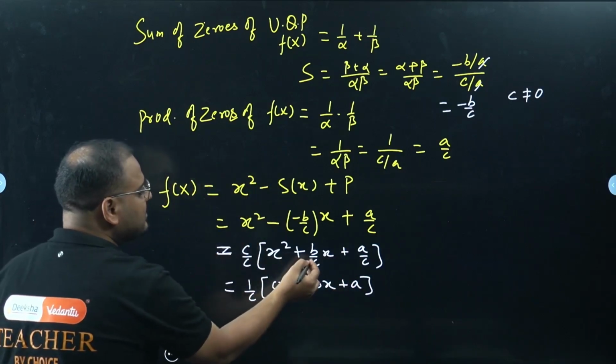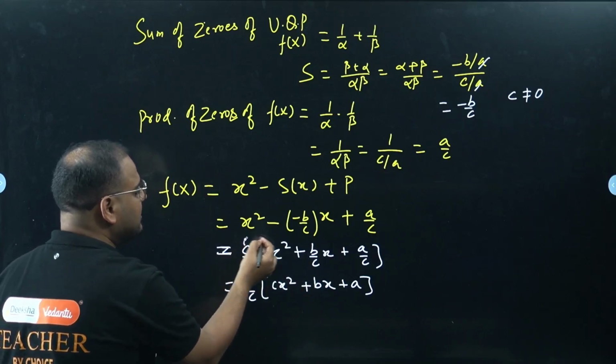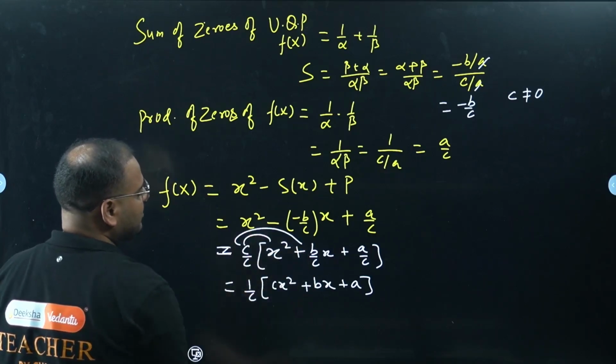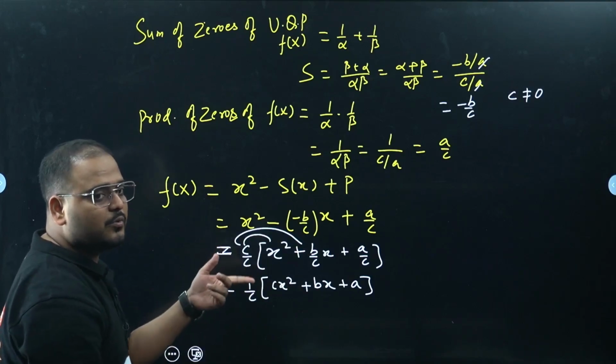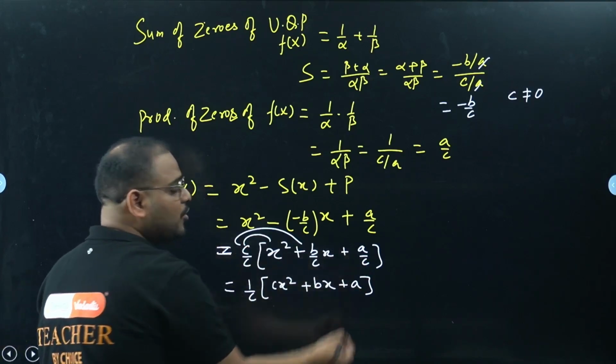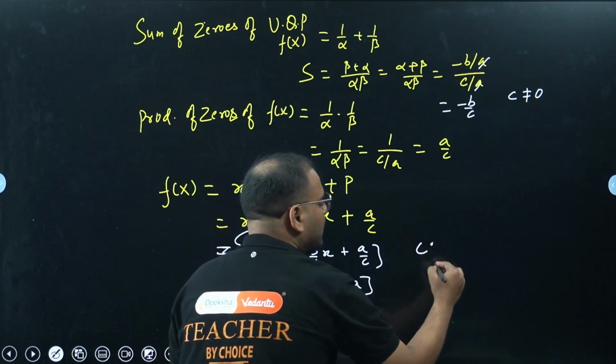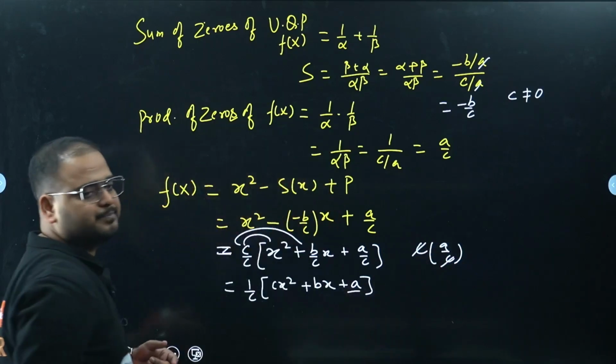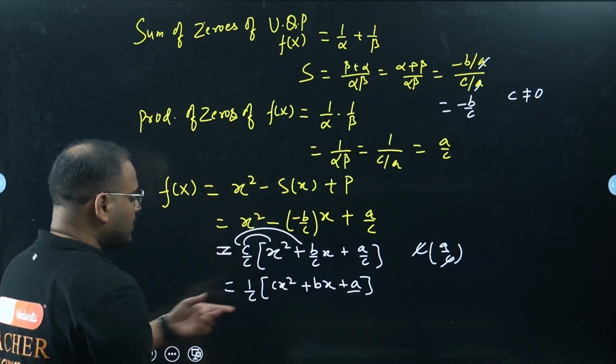Is this c and this c going to get cancelled? No. If you multiply this c over here, it becomes cx square. If you multiply this c over here, it becomes c into b into c, so just b. If you multiply the same c over here, c into a by c, c will get out. What is left? Just a. Okay, so this is my answer.